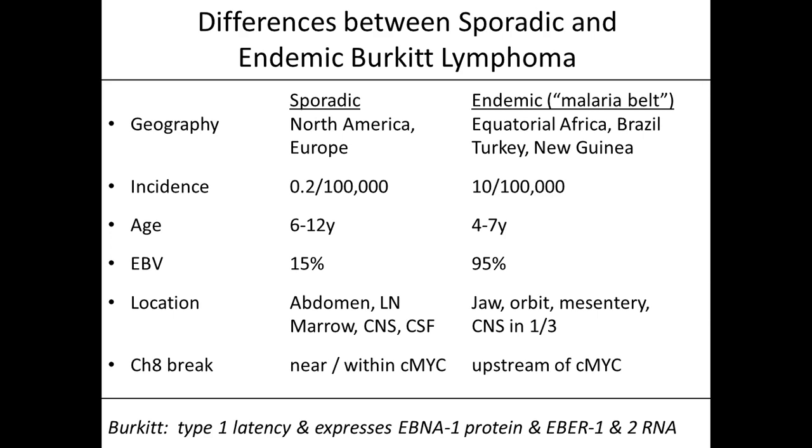And the presentations certainly overlap, but it's often abdominal mass with lymphadenopathy and then possibly marrow, CNS or CSF involvement for sporadic. And then the classic endemic is the jaw mass or the large orbit, and the mesentery, and the CNS is involved in about a third.